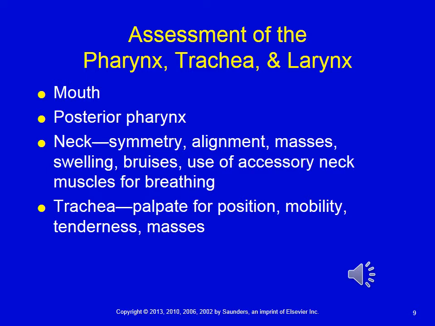Assessment of the pharynx begins with inspection of the mouth. To examine the posterior pharynx, use a tongue depressor to press down one side of the tongue at a time to avoid stimulating the gag reflex. As the patient says "ah," observe the rise and fall of the soft palate and uvula and inspect for color and symmetry, drainage, edema, or ulceration, and enlarged or inflamed tonsils.